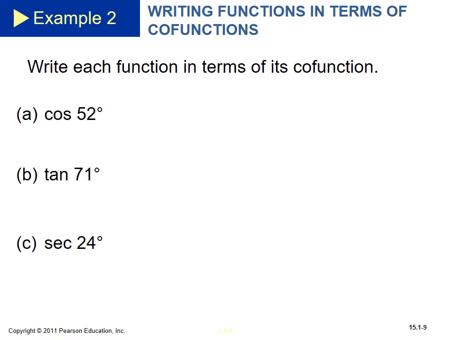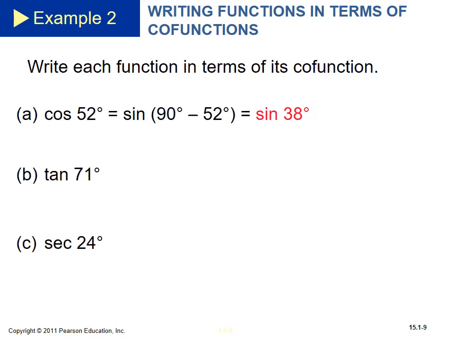Okay, so if you remember, the cosine of 52 is equal to the sine of 90 minus 52. So that would be the function, the cofunction. So 90 minus 52 is 38. So the sine of 38 would be the cofunction.